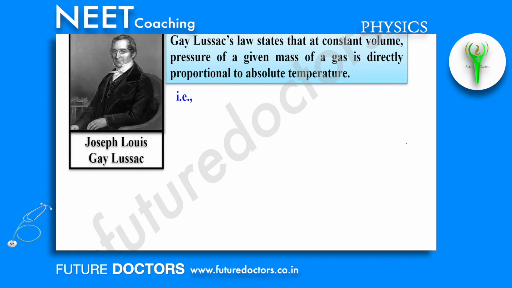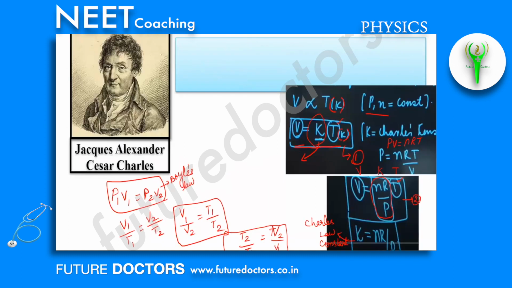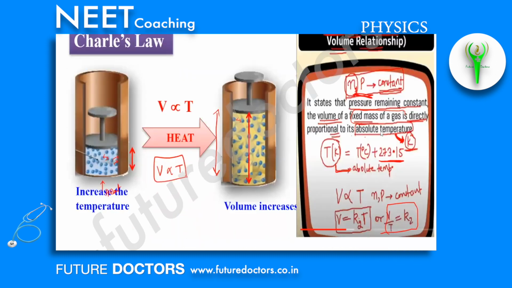So Joseph Louis Gay-Lussac states that when volume is kept constant, the pressure of a given mass of gas is directly proportional to absolute temperature. Absolute temperature, what is absolute temperature? Temperature should be in Kelvin.